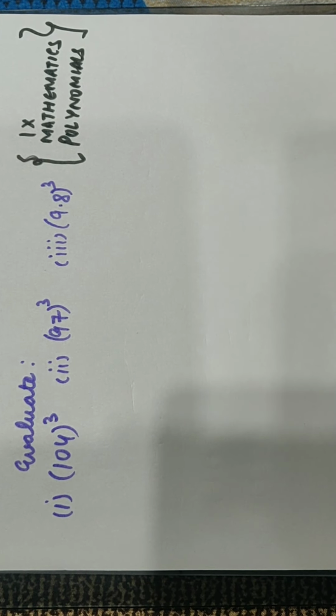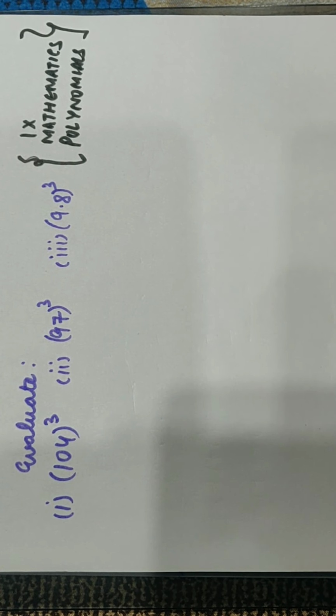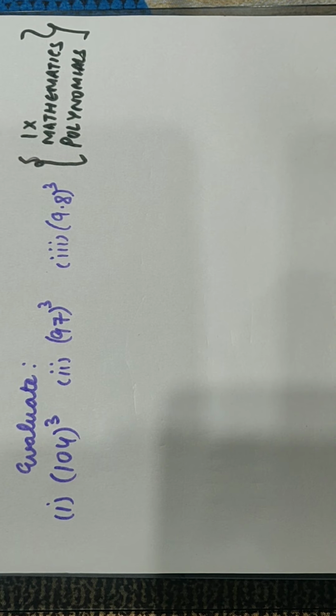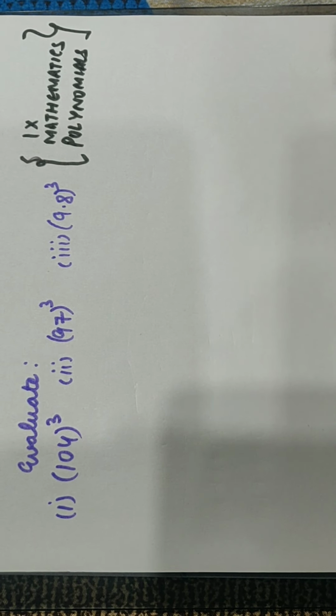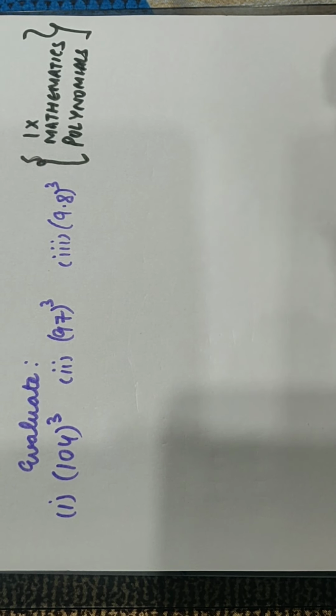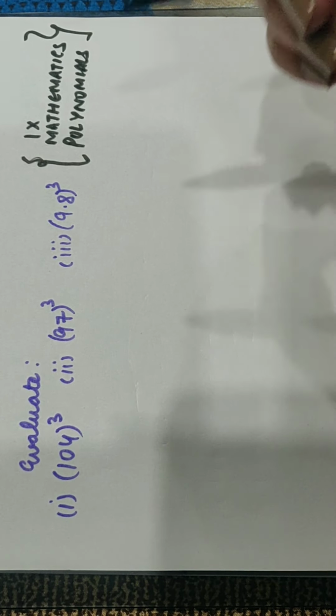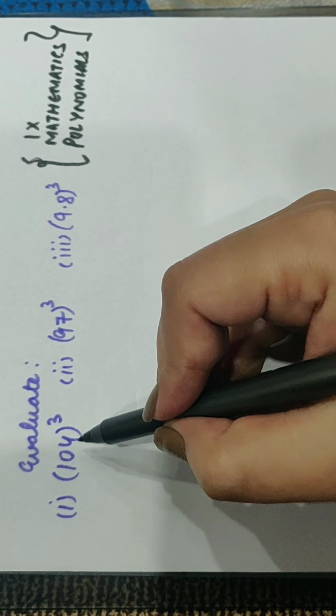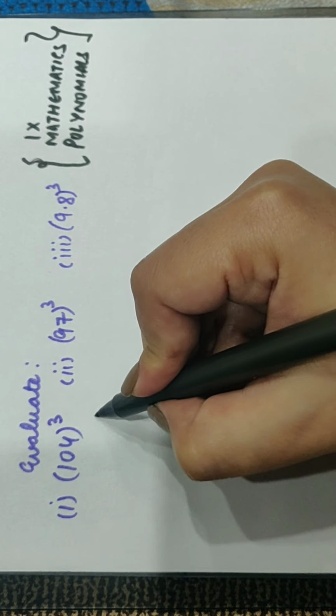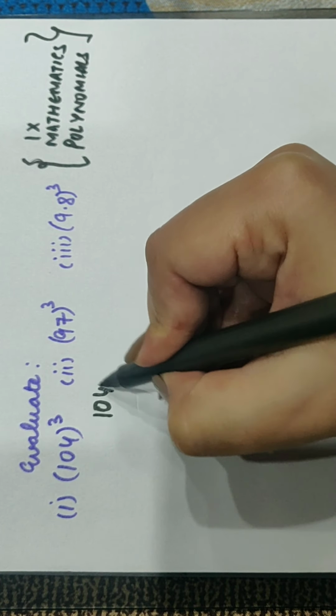Hello students, you have already studied identities 6 and 7, which are (a plus b) whole cube and (a minus b) whole cube. Now let's do a few questions based on these two identities. Suppose the question comes: evaluate 104 cube. Let's see how to do this question.